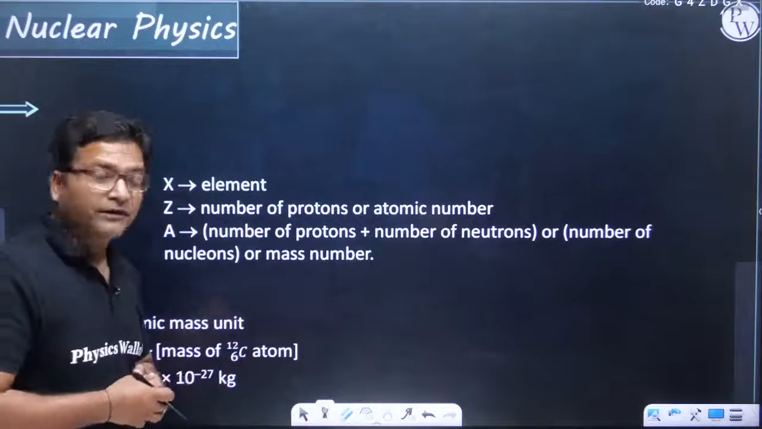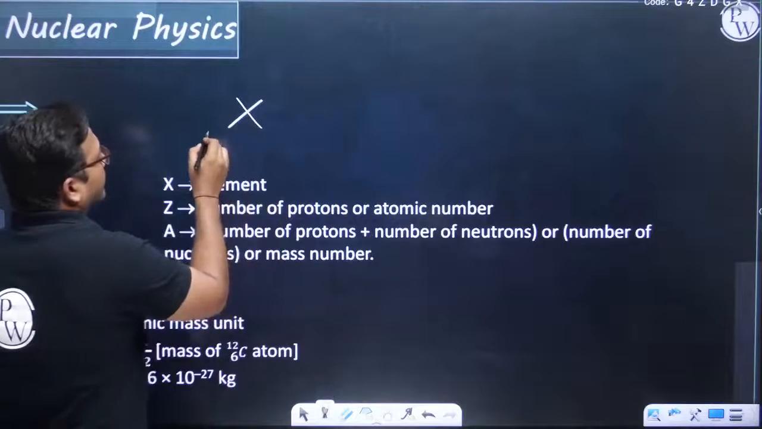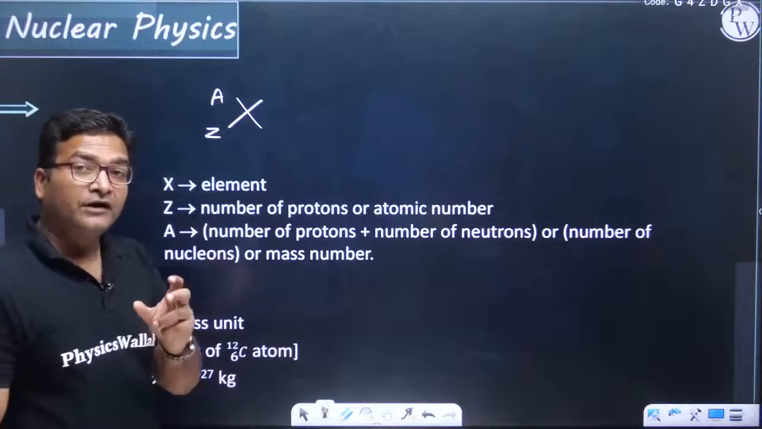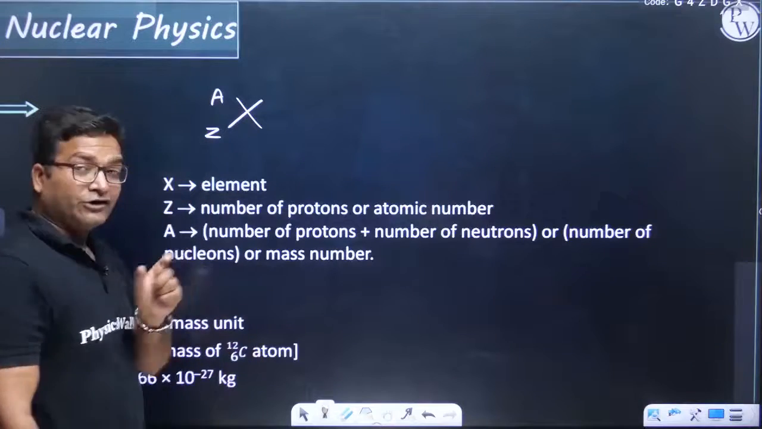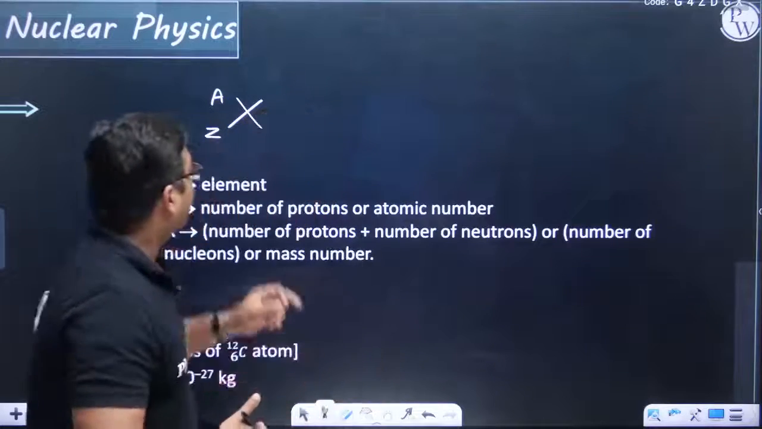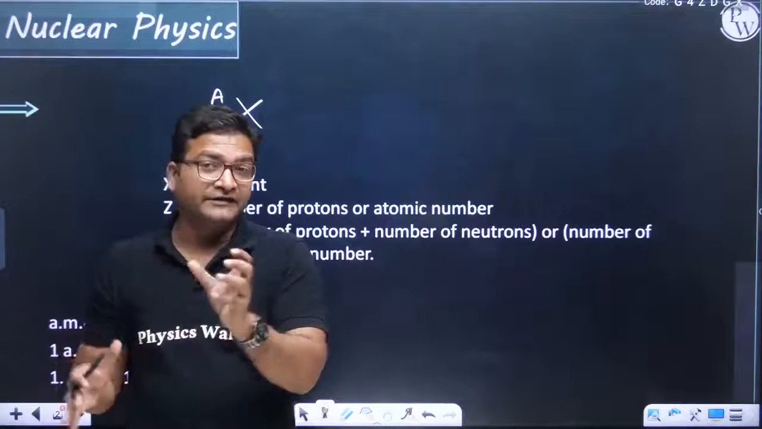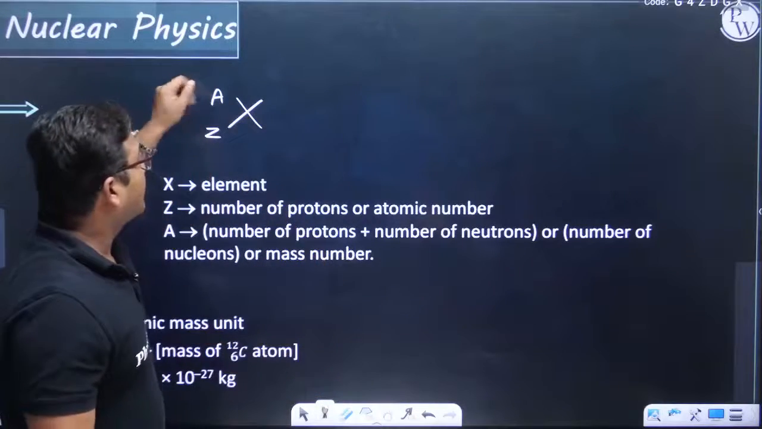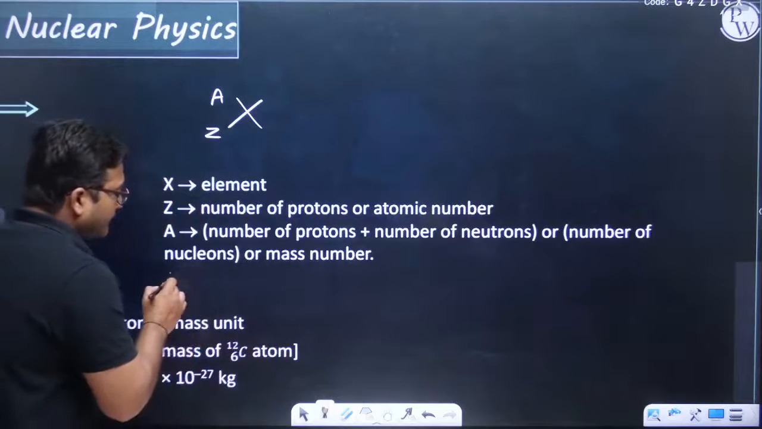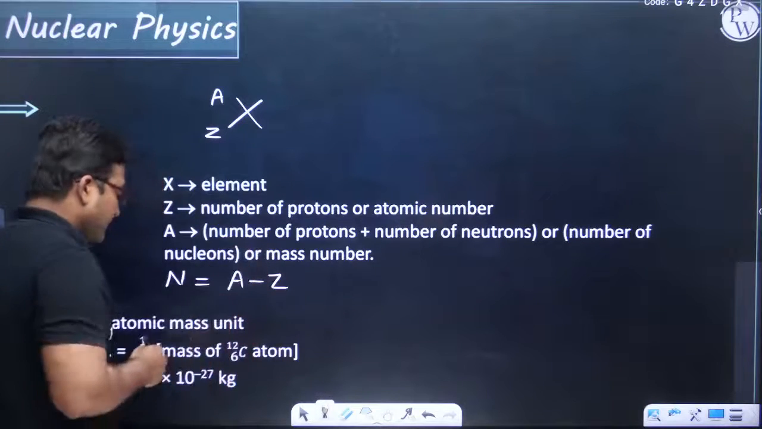How to represent a nucleus? Suppose we have an element X, and here we write Z and here we write A. So this is the representation of a nucleus. The Z represents the atomic number, which means the number of protons inside the nucleus, and A represents the total number of protons plus total number of neutrons inside a nucleus, that is, A is called the mass number. So if they ask you the number of neutrons, and you represent it by n, it would be equal to A minus Z.